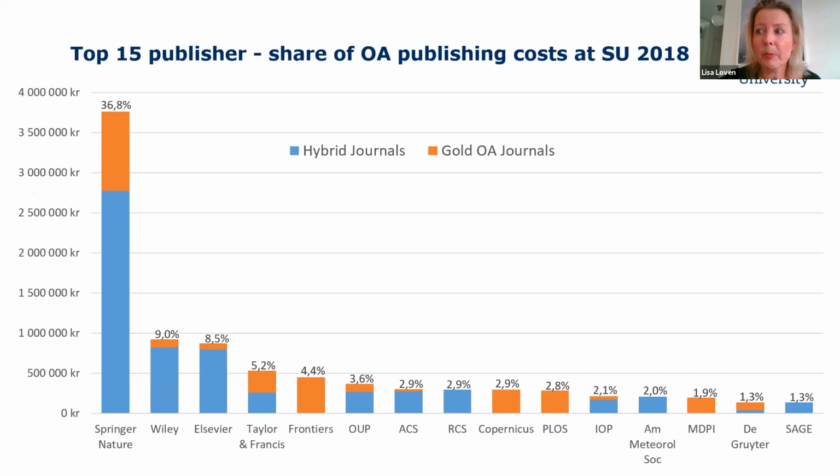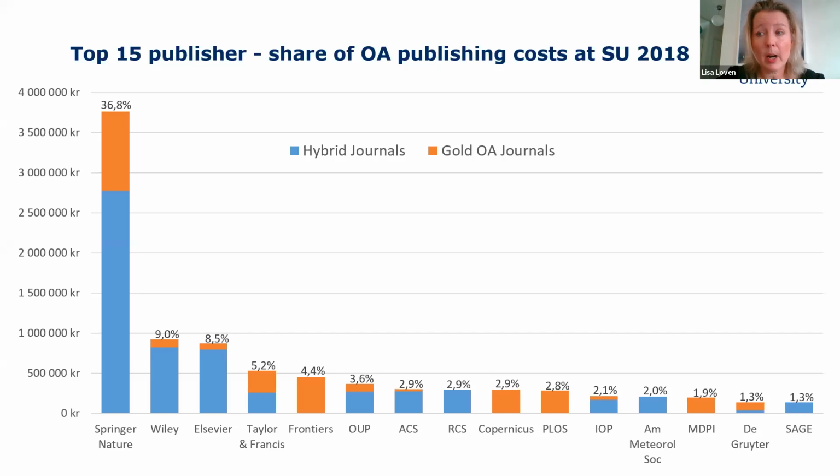Another chart for you. We also look at the cost per publisher, and these are the top 15 publishers that Stockholm University paid the most in 2018. I put them in descending order, with the one we paid the most first. And you all recognize the 3 large legacy publishers that come first: Springer Nature, Wiley, and Elsevier.